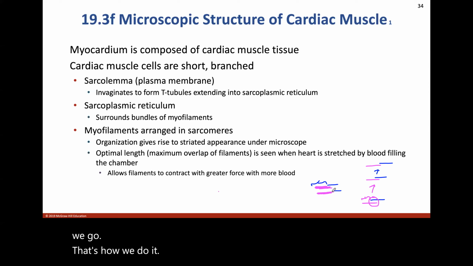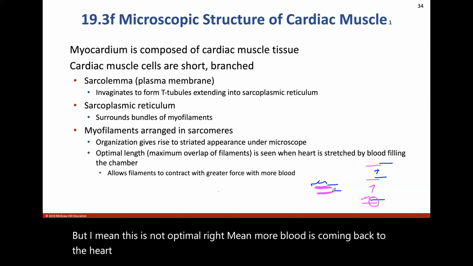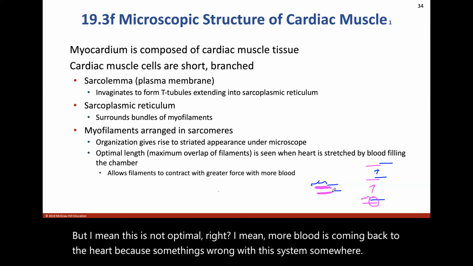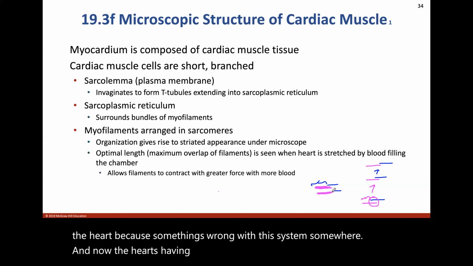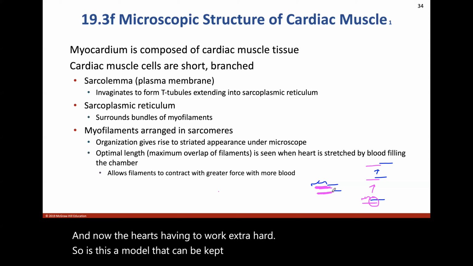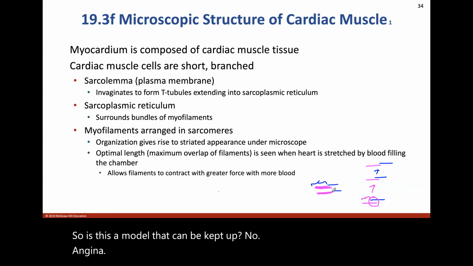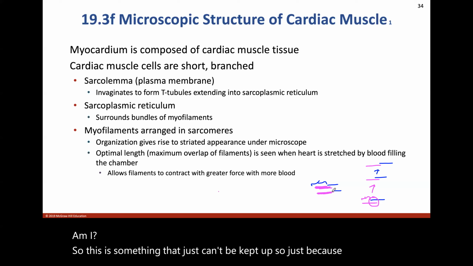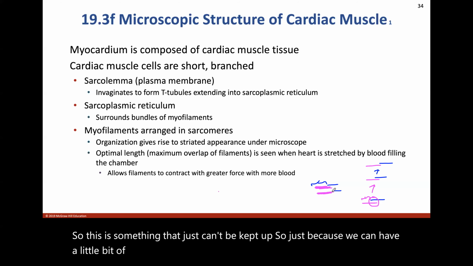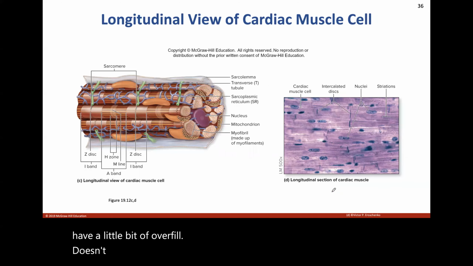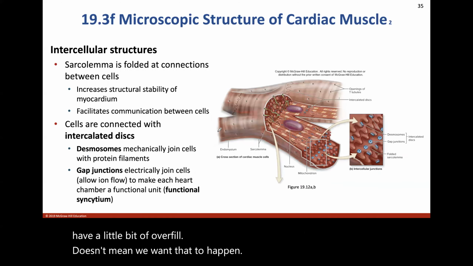But I mean, this is not optimal, right? More blood is coming back to the heart because something's wrong with the system somewhere. And now the heart's having to work extra hard. So is this a model that can be kept up? No. Angina, MI. So this is something that just can't be kept up. Just because we can have a little bit of overfill doesn't mean we want that to happen.